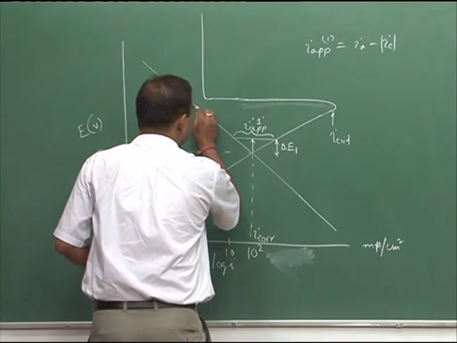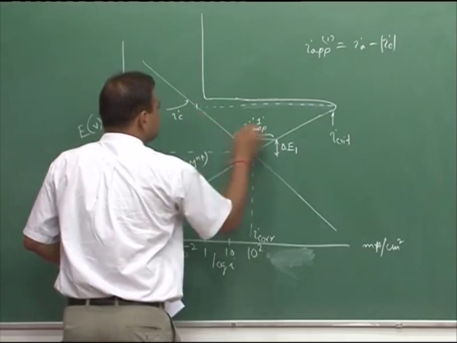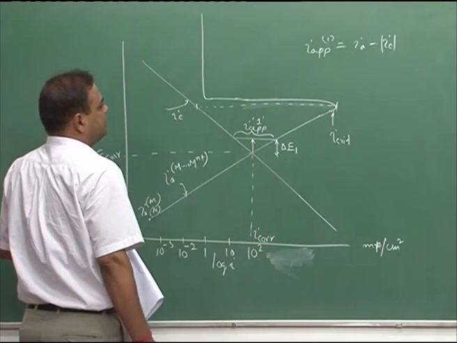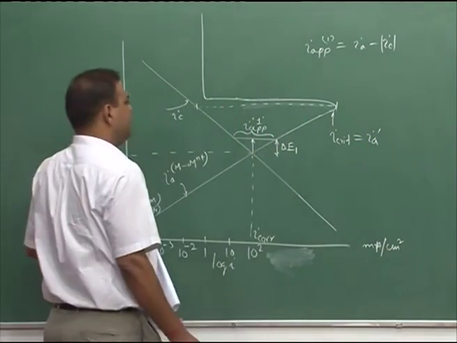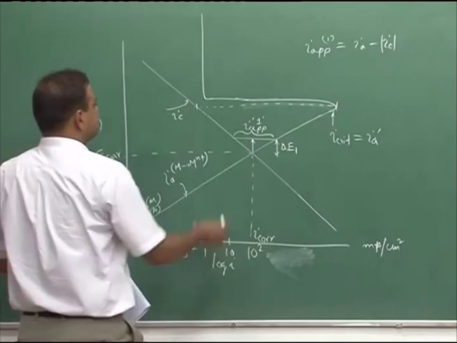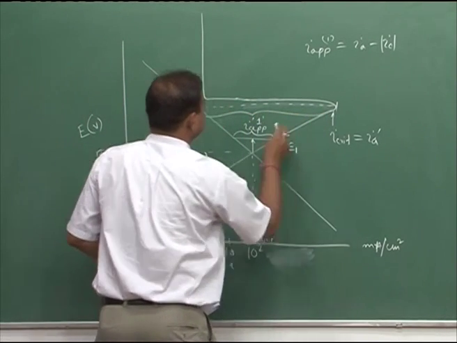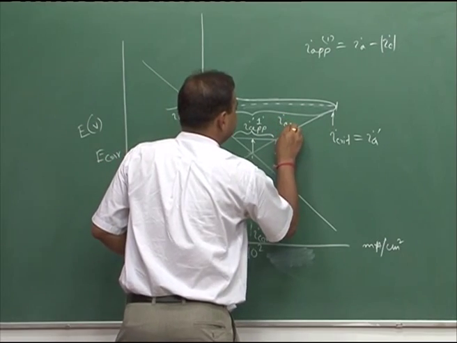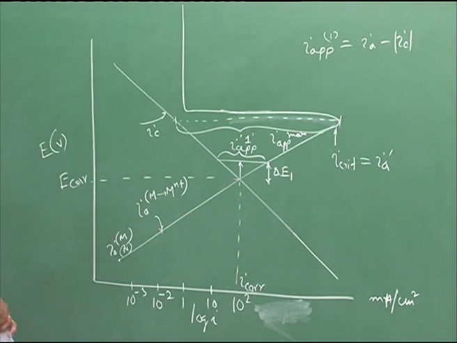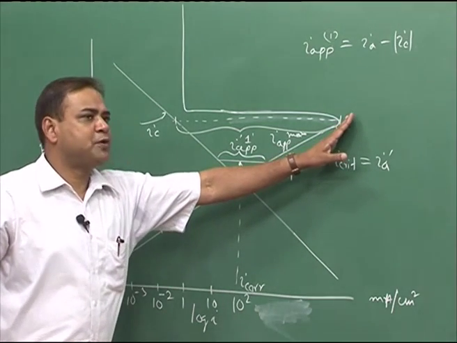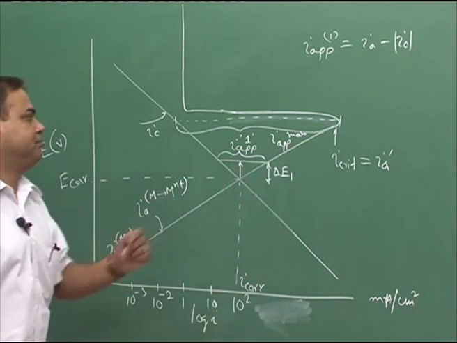But gradually, if we keep on increasing like this, we can reach the value corresponding to I critical, which is I critical equal to IA dashed. If we reach that value, that is the maximum applied current we need to apply. This is the maximum I applied, according to this figure, and at that time the anodic current density is the maximum.